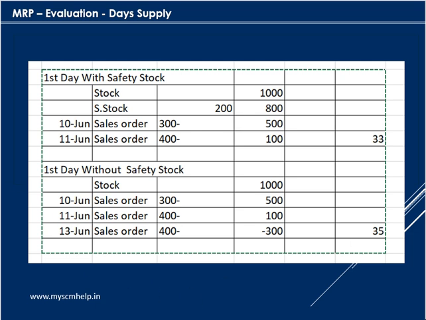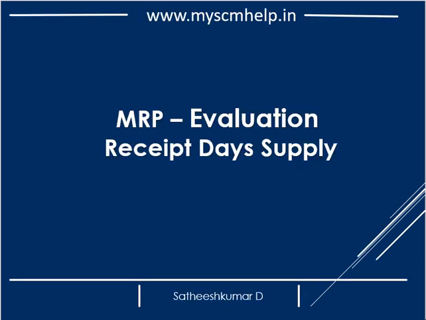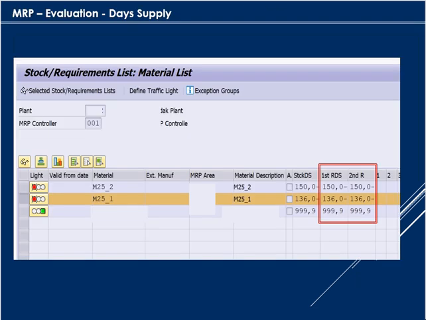Now the second part is how we do it considering some receipts. When I say receipts, a system can have different types of receipts, like purchase order and production order. All these are considered to be receipts. So I'm just going to the slide here. You can see in the same MD07, the first one was stock day supply, then there are two receipt days supply. You can see there is first RDS and then there is a second RDS also.